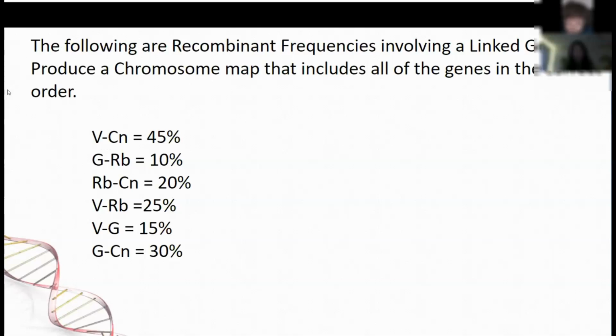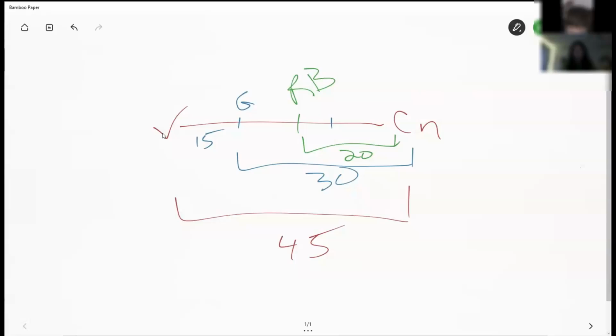And 1, 2, 3. What am I missing? 1 through 5. V, G, RB, CN. Okay. I didn't change my share while I was drawing. So the order would have been V, G, RB, CN. Correct, correct, correct. Good job. Okay, so point for you. That's a quiz.